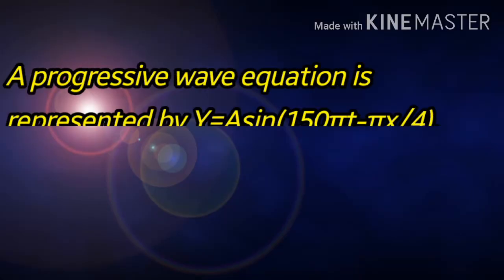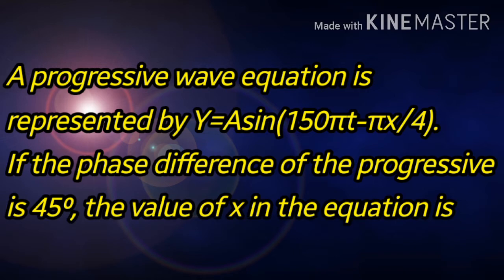Now let's do some questions. A progressive wave equation is represented by y equals a sine, bracket, 150 pi t minus pi x over 4, close the bracket. If the phase difference of the progressive wave is 45 degrees, the value of x in the equation is what? So we have to find the value of x in that equation.